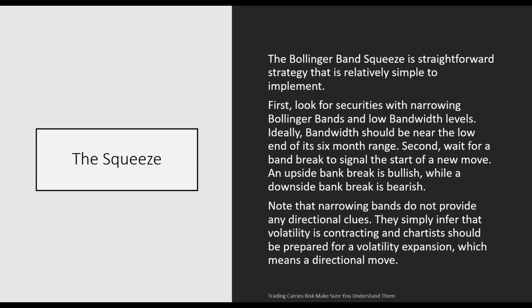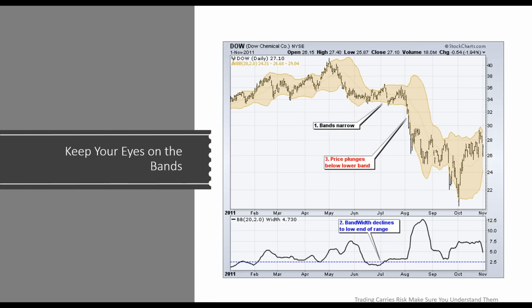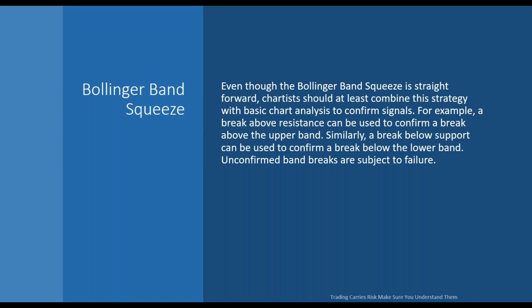Note that the narrowing bands do not provide any directional clues. They simply infer that the volatility is contracting, and traders should be prepared for a volatile expansion, which means a directional move. So watch the bands and keep an eye on the bands, and you'll be able to see these. Even though the Bollinger Band squeeze is straightforward, traders should at least combine this strategy with basic chart analysis to confirm signals.